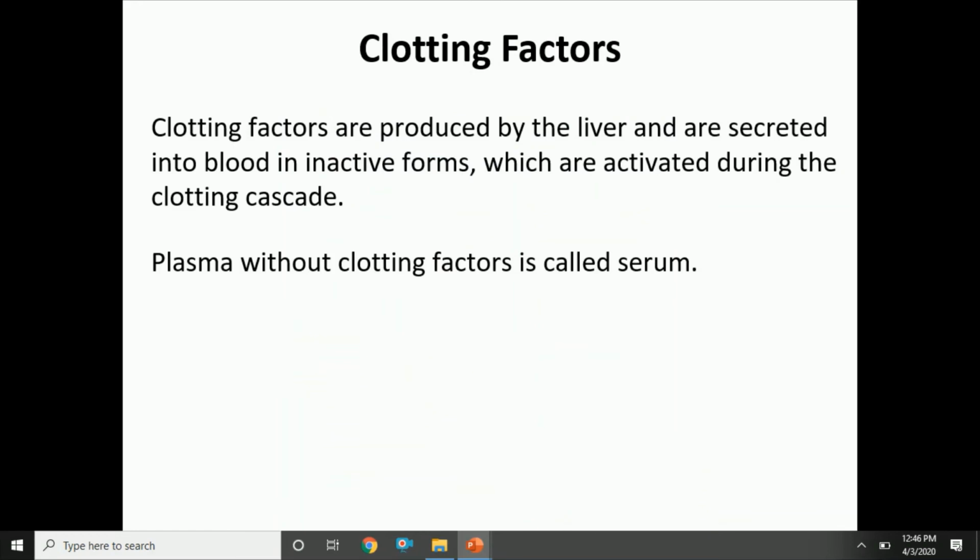Now, as we mentioned, clotting factors are produced by the liver, and they are all secreted in an inactive form. So we do not want these clotting factors to be circulating in our bloodstream where they are already activated, because then we will be making blood clots. But they're all made in inactive forms, and you've seen how the cascade works, where each one activates another one. It's kind of like a domino effect. And at the end, if you take plasma and use up all of these clotting factors, that plasma is now going to be called serum. So serum is basically plasma minus the clotting factors.